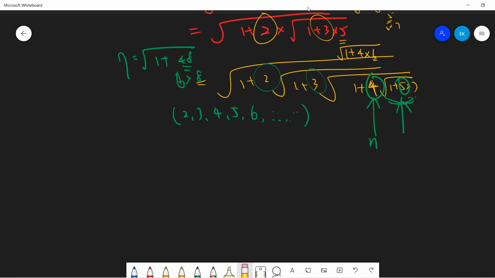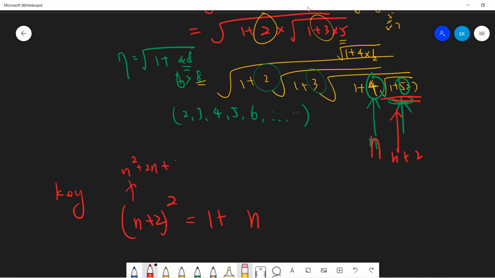Let's see. If this is n, this square root will be n plus 2. The key is that one can always write (n plus 2) squared as 1 plus n times something. So this is n squared plus 4n plus 4, so you get 1 plus n squared plus 4n plus 3, so you get (n plus 1) times (n plus 3).